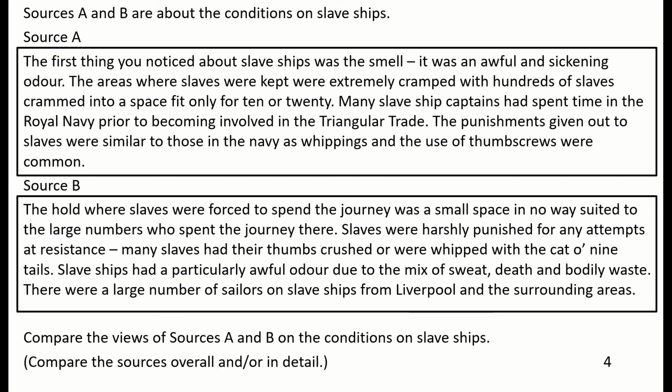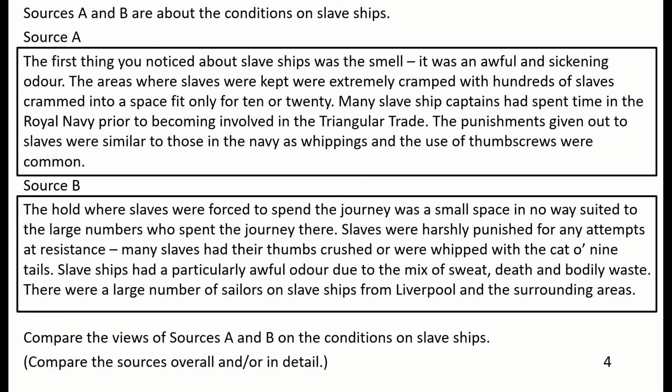triangular trade. The punishments given out to slaves were similar to those in the Navy, as whippings and the use of thumbscrews were common. Source B says the hold where slaves were forced to spend the journey was a small space in no way suited to the large numbers who spent the journey there. Slaves were harshly punished for any attempts at resistance. Many slaves had their thumbs crushed or were whipped with the cat o' nine tails. Slave ships had a particularly awful odour due to the mix of sweat, death and bodily waste. There were a large number of sailors on slave ships from Liverpool and the surrounding areas.